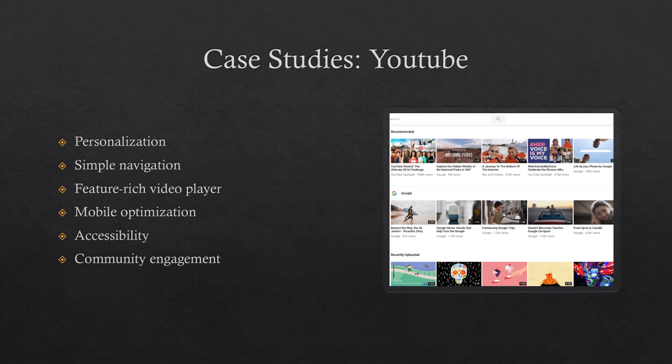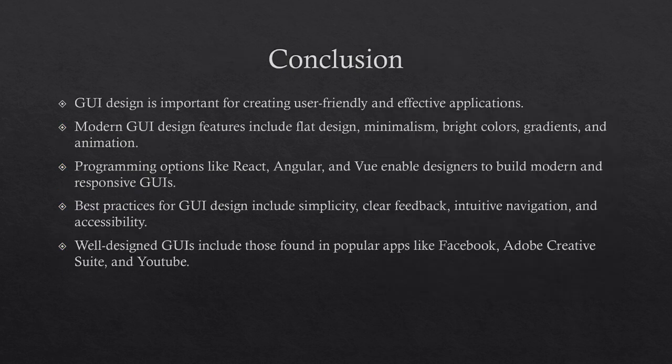Its accessibility and its commitment to that includes features like automatic captions and a high contrast mode for users with visual impairments. And YouTube's GUI design includes features that encourage community engagement, such as comments and the ability to subscribe to channels. In conclusion, GUI design plays a critical role in creating a positive user experience.